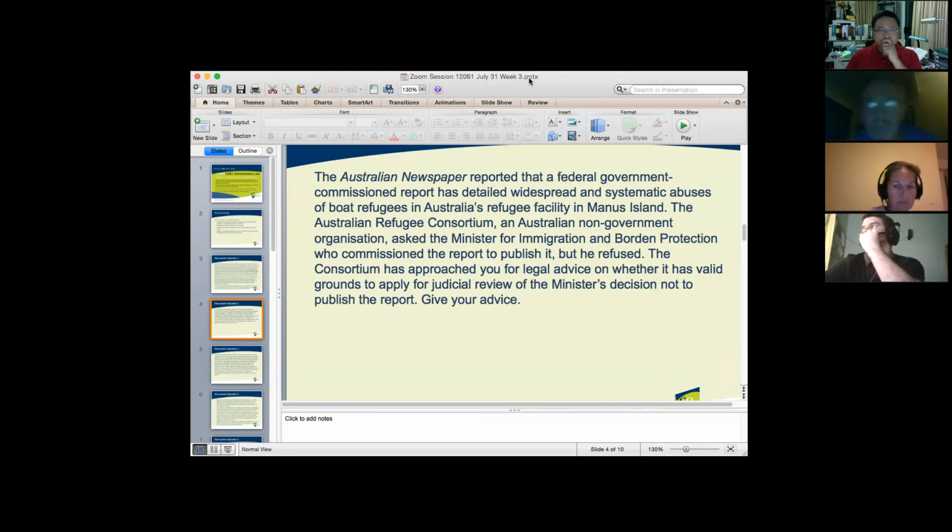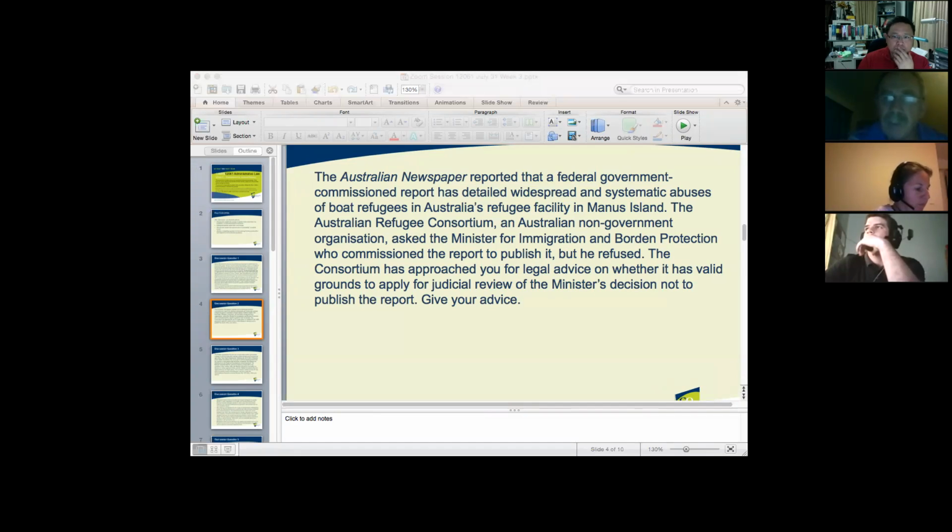The Australian newspaper reported that a federal government commission report has detailed widespread and systematic abuse of boat refugees in Australia's refugee facility in Manus Island. The Australian Refugee Consortium, an Australian non-government organisation, asked the Minister for Immigration and Border Protection, who commissioned the report, to publish it, but he refused. The consortium has approached you for legal advice on whether it has valid grounds to apply for judicial review of the Minister's decision not to publish the report. Give your advice.